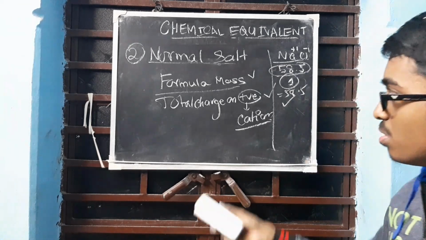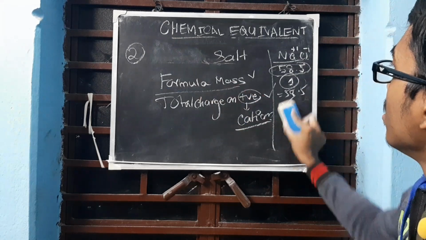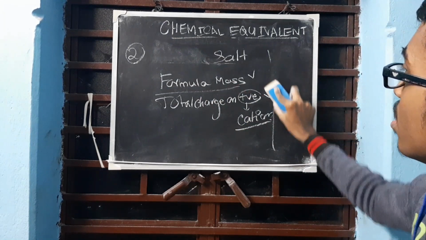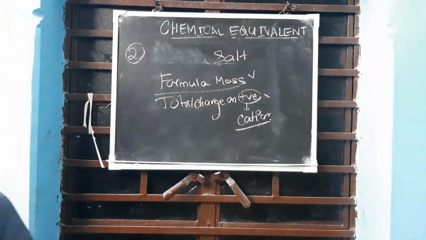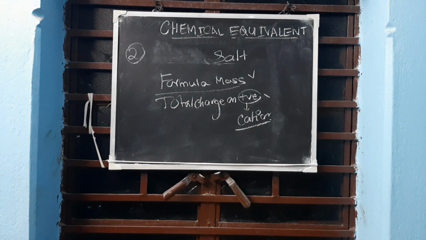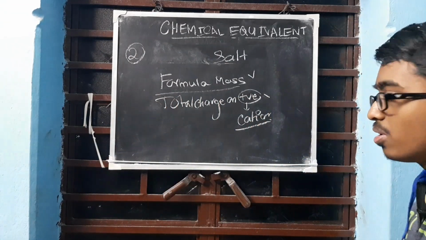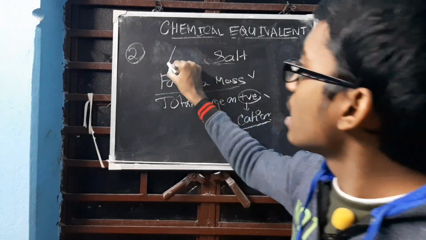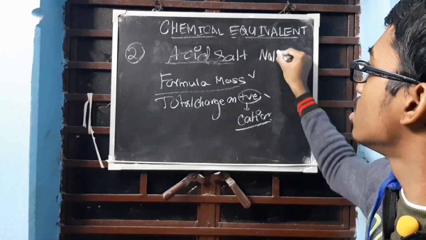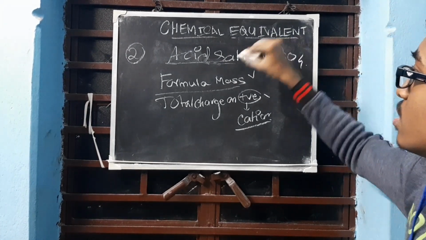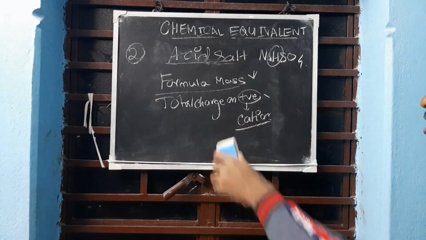Let's discuss acid salt also. Normal salt does not contain any replaceable hydrogen ion or OH minus ion. But acid salt contains one replaceable hydrogen, not just one, maybe any number. That means a replaceable hydrogen ion has to be present, like NaHSO4. This is the replaceable hydrogen ion. Clear? So here also formula mass, but the denominator will differ.